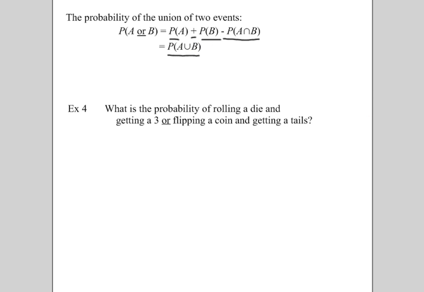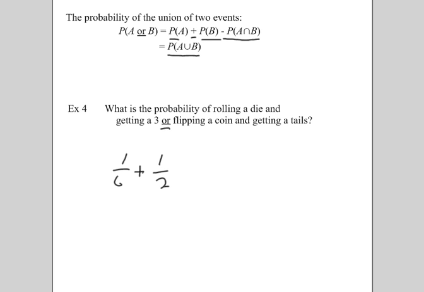Okay, so let's look at that same problem. I changed only one word. I made this OR. What's the probability of rolling a die and getting a 3 or flipping a coin and getting a tails? So it's exactly what we had before. 1/6 is the first probability, 1/2 is the second, but now that word OR tells us let's add these probabilities.